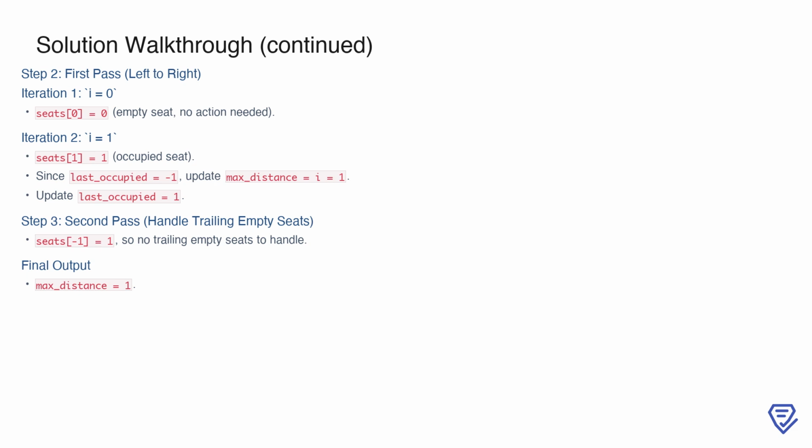Since last_occupied equals -1, it means this is the first occupied seat. We update max_distance equals i equals 1, as this is the distance to the closest person for the empty seat at i equals 0. We also update last_occupied equals 1 to mark the position of this occupied seat. In the second pass, we check for trailing empty seats. Since the last seat in the array, seats[n-1], is occupied, there are no trailing empty seats to handle. Therefore, no further updates are needed. The final result for this example is max_distance equals 1.